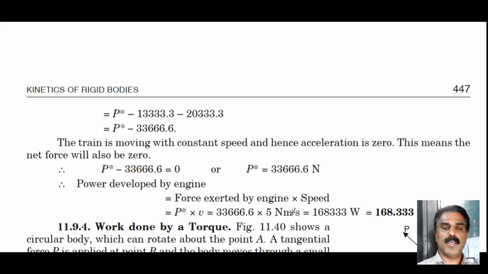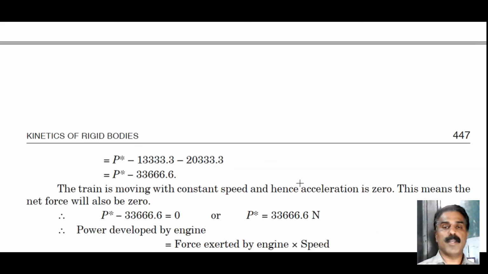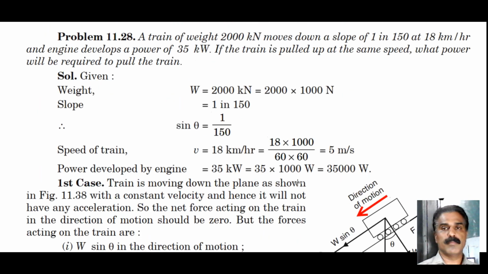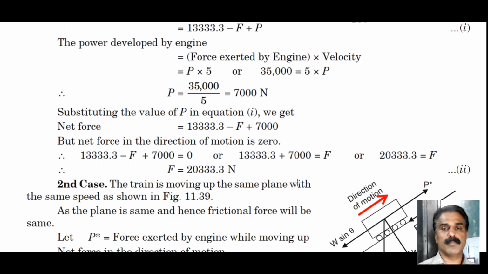Once we get the force developed, as the velocity's value is given, you can directly multiply the force and the velocity to get the power generated. That is, power developed by the engine is equal to force exerted by the engine into velocity. So P star into V is 33,666.6 into 5, which is equal to 168,333 watts, or 168.333 kilowatts. So that is the answer.